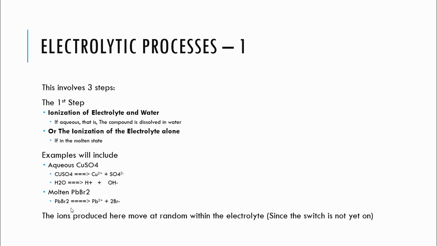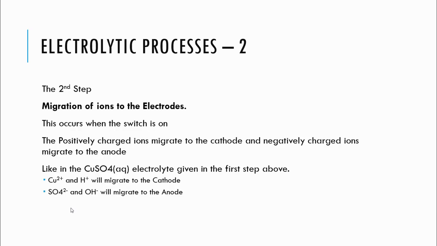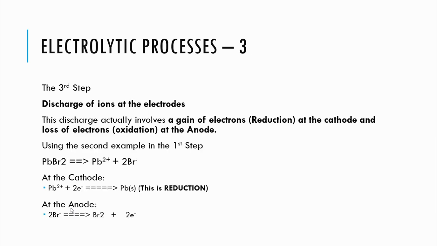The same thing will happen to the SO4 2 minus and OH minus. They will move to the anode. That's what I'm trying to say here. So Cu2 plus and H plus will migrate to the cathode. SO4 2 minus and OH minus will migrate to the anode. Simple stuff. So the last step now is the discharge of ions at the electrodes.